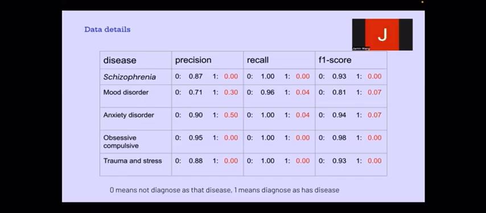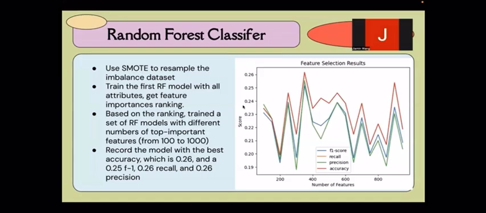And here's a detail of the binary search approach. And the final approach we've done is the random forest classifier, which is the one we decided to use for our final submission. So we use SMOTE to resample the imbalanced dataset, and then we train the first random forest model with all the attributes, and we get a feature importance ranking.